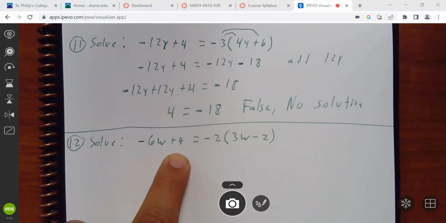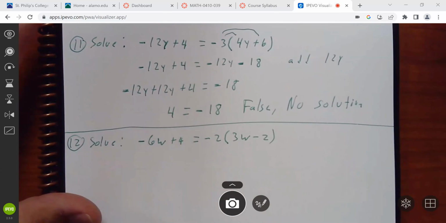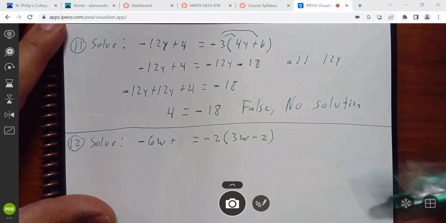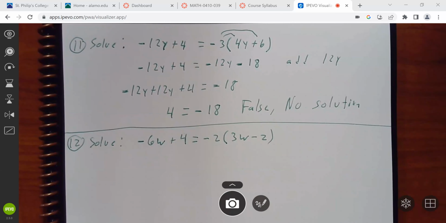W plus 4 equals -2 times 3W minus 2. Should I go this way from that way, or this way from that way? Left to right or right to left. Where to put the variables? For equations, it doesn't matter, it's up to you. For inequalities, the less than is recommended. Personally, I prefer the left for both. Equals is okay.